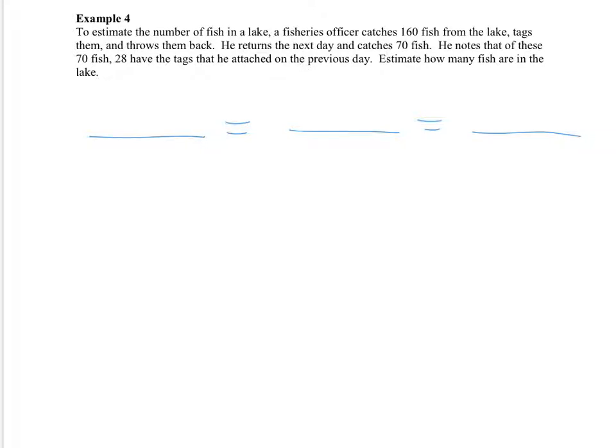But if you think about what we want to know, we've got tagged fish. Okay, so he knows that of these 70 fish, 28 have the tags. So tagged fish is going to be on top. And then what we're trying to figure out is total fish, okay? Now we have to figure out what's the rate. So he returns the next day and catches 70 fish. He notes that of these 70 fish, 28 have tags.